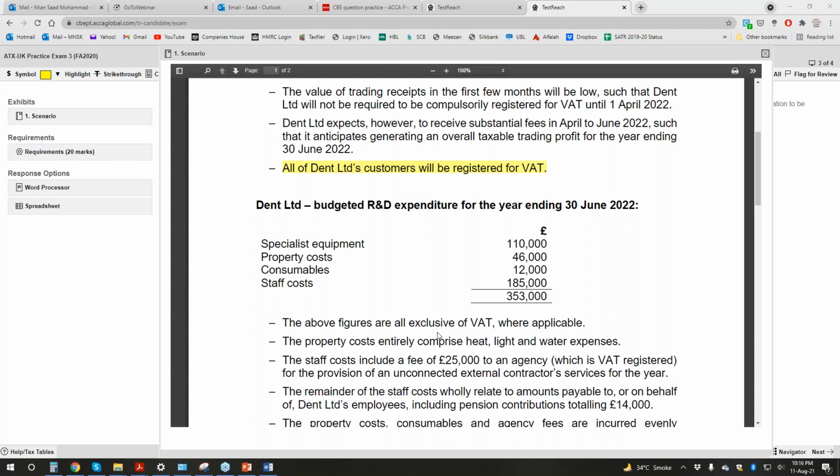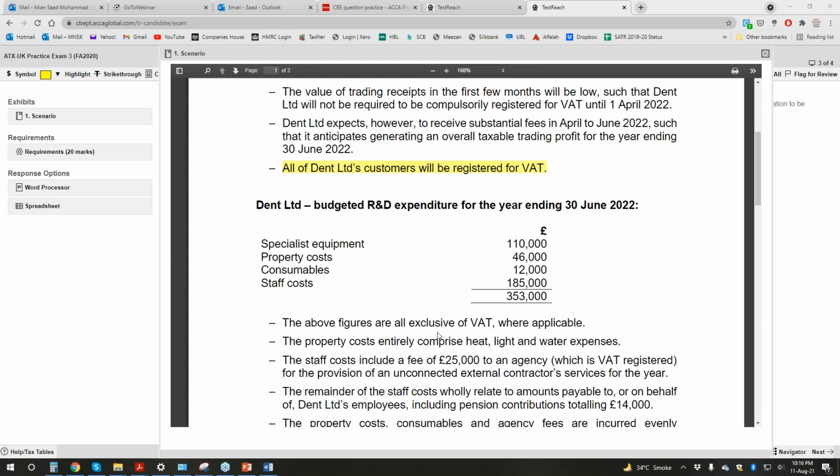Specialist equipment, property costs, consumables, staff costs. Guys, I have to make sure that all of this 350,000 should be incurred for the research exclusively. All of these figures are exclusive of VAT where applicable. The property costs entirely comprise heat, light, and water expenses.